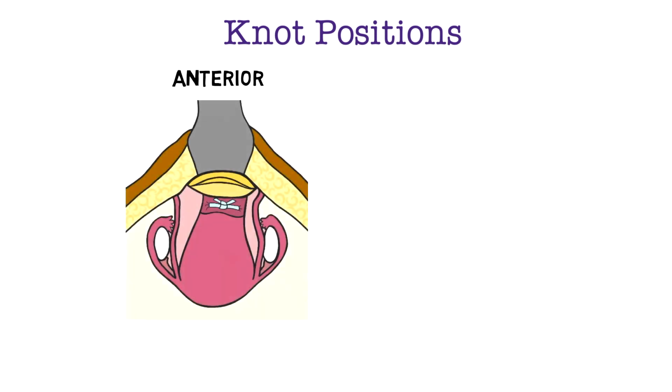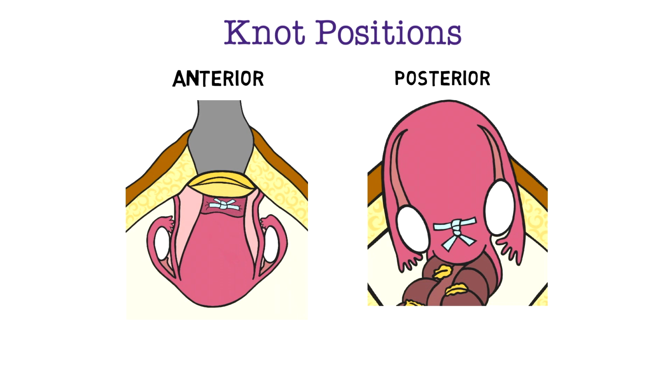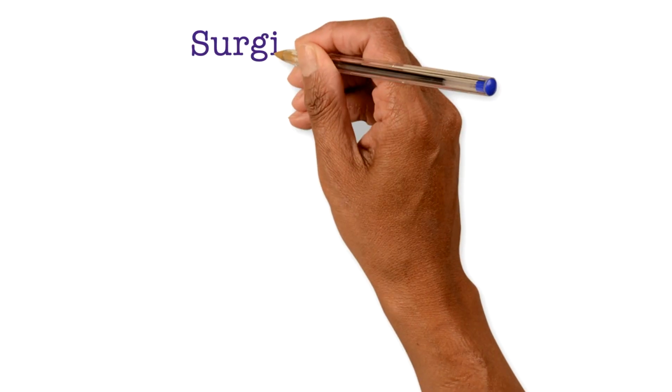Just as in vaginal cerclage, the cerclage knot can be tied anteriorly near the bladder, or it can be tied posteriorly near the rectum. Either placement is fine, and it depends largely on surgeon preference. Many tie the knot posteriorly so not to accidentally cut the cerclage knot when performing a cesarean delivery.